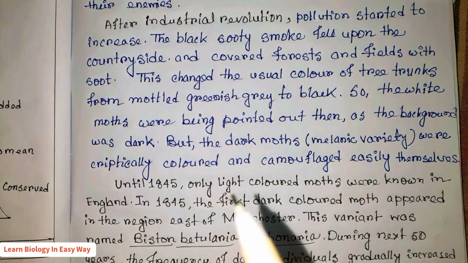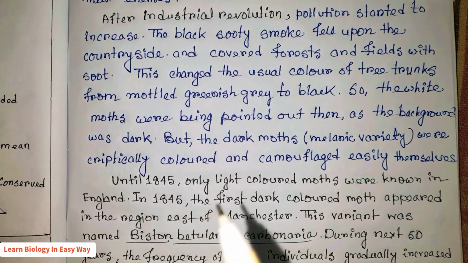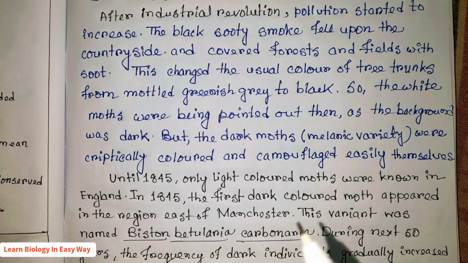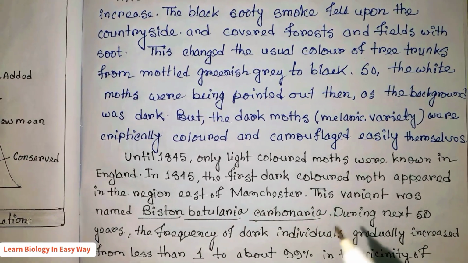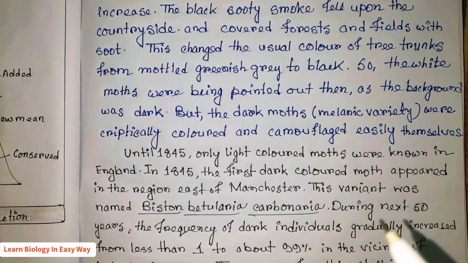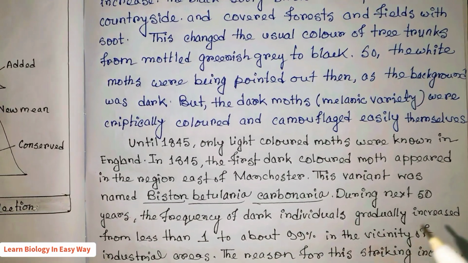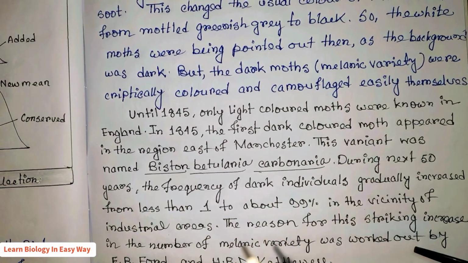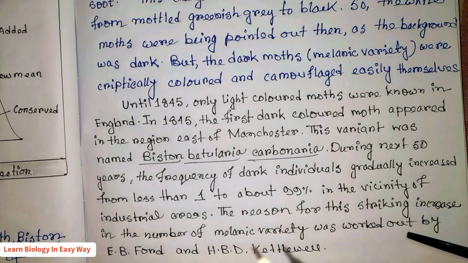Until 1845, only light-colored moths were known in England. In 1845, the first dark-colored moth appeared in the region east of Manchester. This variant was named Biston betularia carbonaria. During the next 50 years, the frequency of dark individuals gradually increased from less than 1% to about 99% in the vicinity of industrial areas. The reason for this striking increase in the number of the melanic variety was worked out by E.B. Ford and H.B.D. Kettlewell.